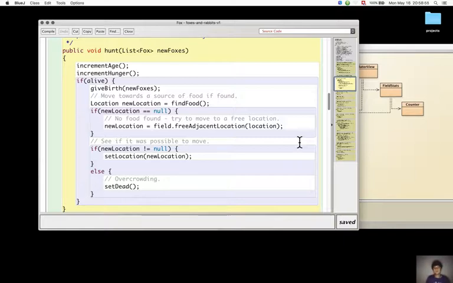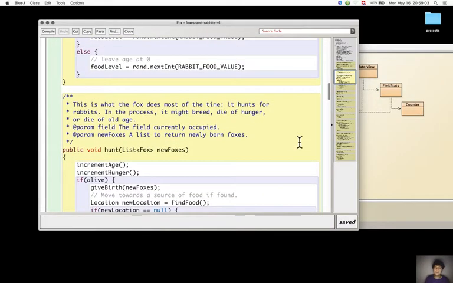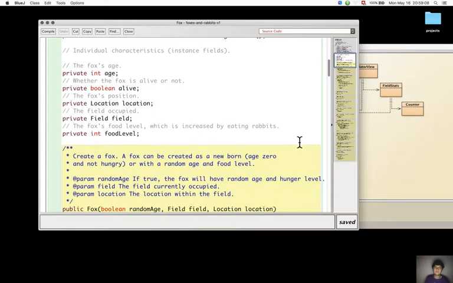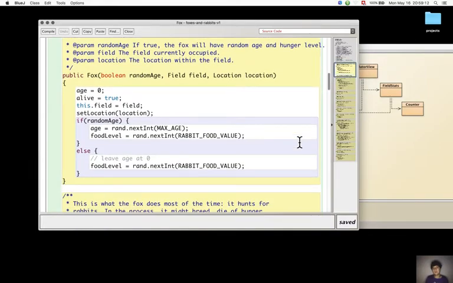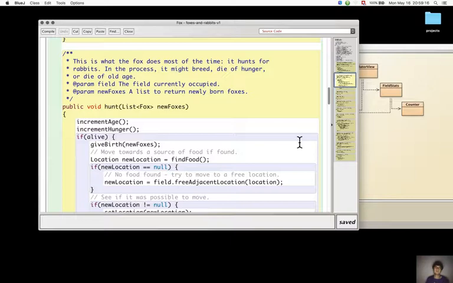Then also, the fox has a hunger meter or something like that, a food level, and so these can be used to determine if a fox will kill the rabbit or not. Then also the gender of foxes, I don't think is needed here.